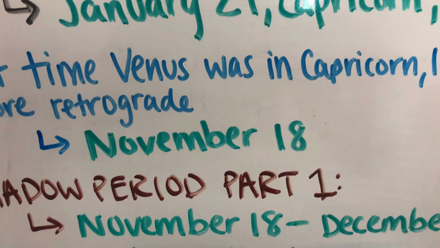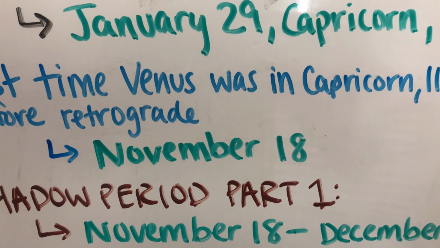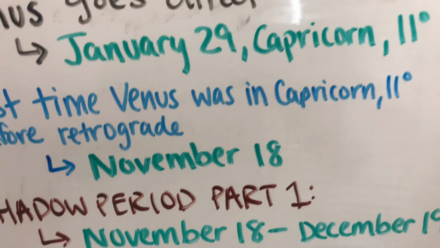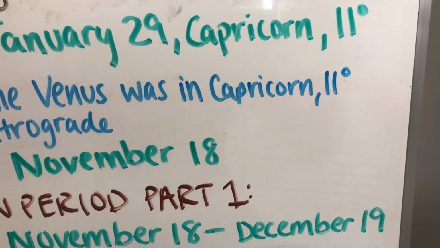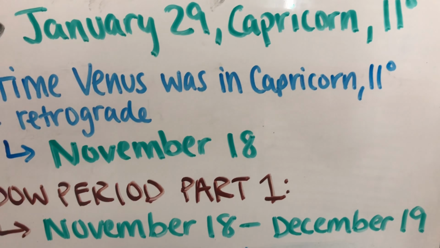November 18th is the date that Venus will be in the exact same sign and degree that it will be in when it goes direct. December 19th is when it actually goes retrograde.